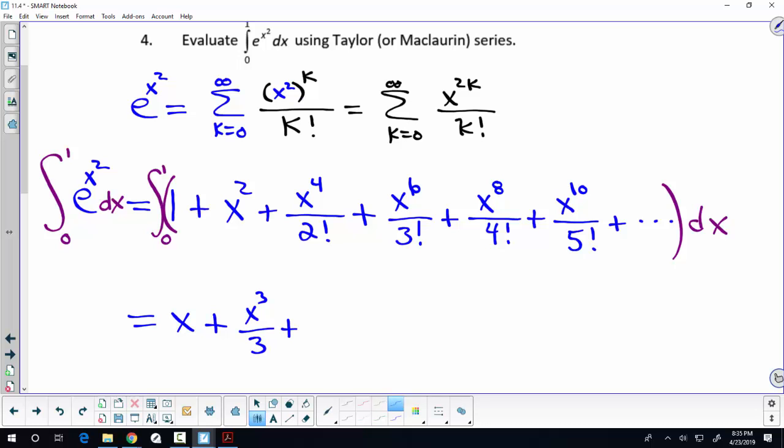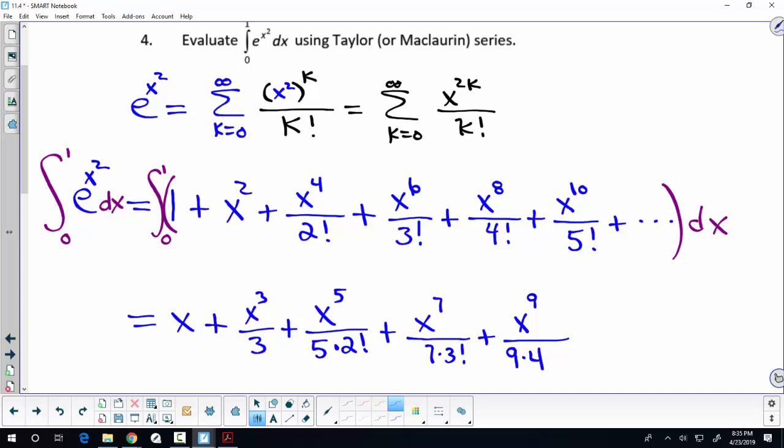Antiderivative of x to the 4 over 2 factorial. Yeah, 1 over 10. Right, so it's 1 over 5 times 2 factorial, plus x to the 7th over 7 times 3 factorial, plus x to the 9th over 9 times 4 factorial. And we can keep going, but I think that's enough.